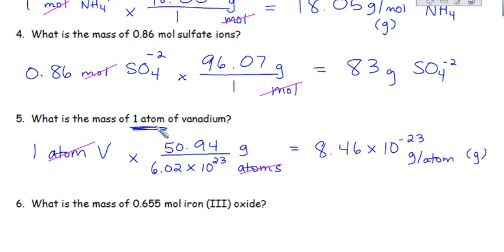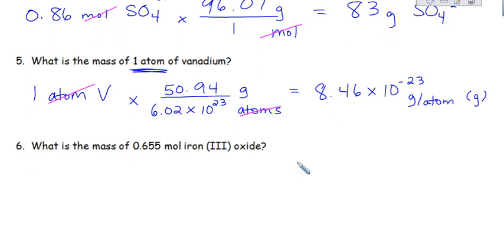Alright, let's do one more. Number 6. What is the mass of 0.655 moles iron 3 oxide? Alright. What do I have? 0.655 moles of iron 3, so iron is plus 3, oxide minus 2. I need to make this neutral. Fe2O3 gives me a plus 6 minus 6.